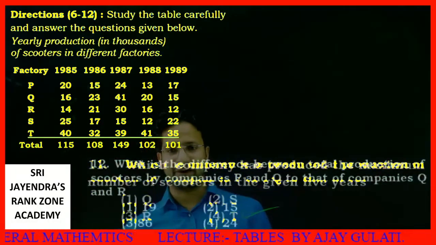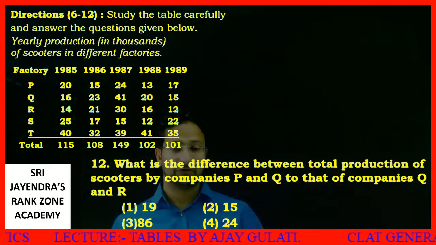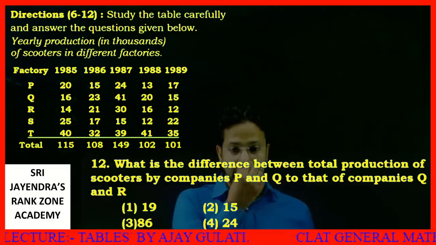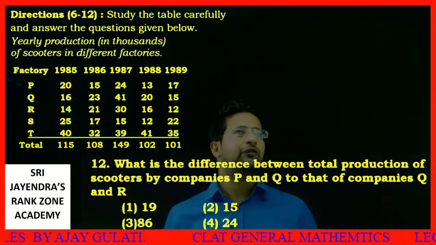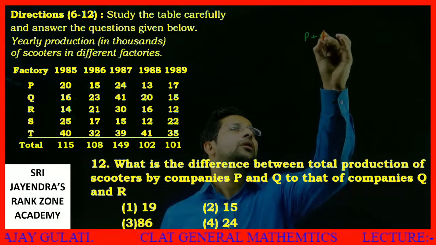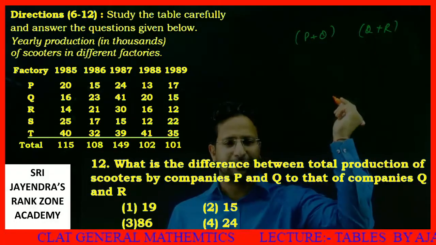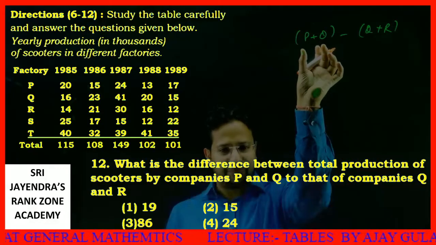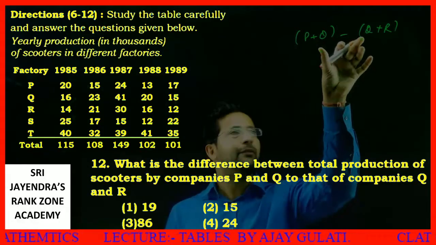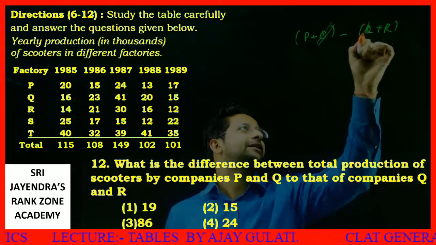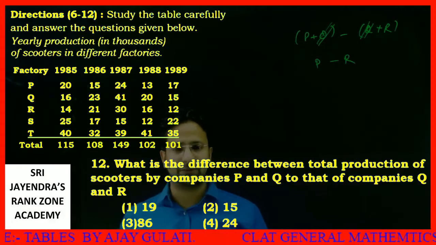Let me check if I have one more question of this. Yes. What is the difference between the total production of scooters by company P plus Q to that of company Q and R? We need to find the difference of P plus Q to that of Q and R. Very logical approach is, I'll add P plus Q here and I'll add Q plus R over here. Q will be added in both of these. So I'll subtract the Q from both of these. I need the difference of P and R.